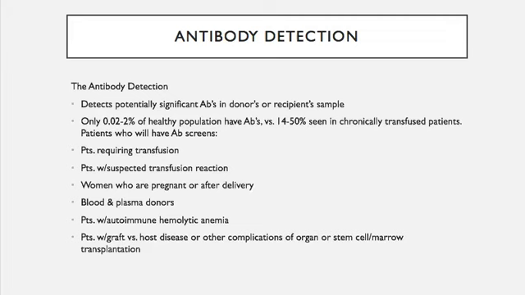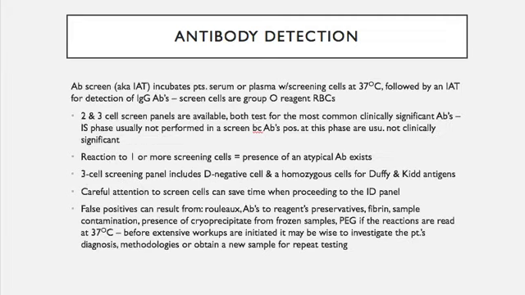The antibody screen, also referred to as the IAT or indirect antibody test, incubates the patient's serum or plasma with reagent screening cells. We incubate at 37 degrees Celsius, followed by an IAT or antibody panel for detection of any IgG antibodies that are found in the screen.